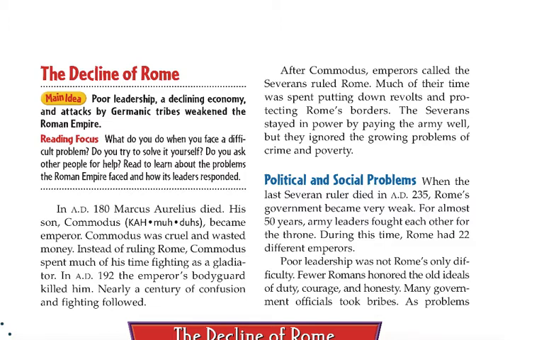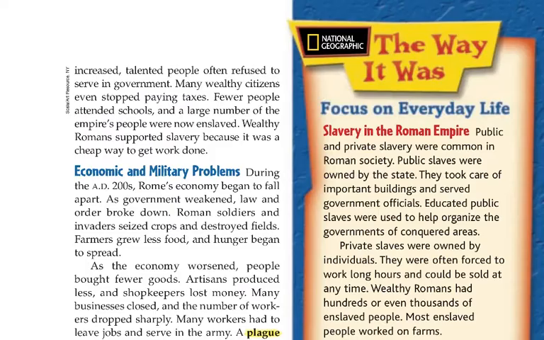Fewer Romans honored the old ideals of duty, courage, and honesty. Many government officials took bribes. As problems increased, talented people often refused to serve in government. Many wealthy citizens even stopped paying taxes. Fewer people attended schools, and a large number of the empire's people were now enslaved. Wealthy Romans supported slavery because it was a cheap way to get work done.